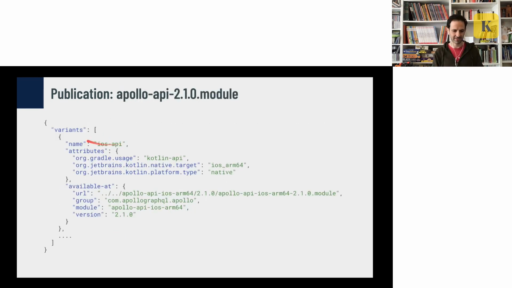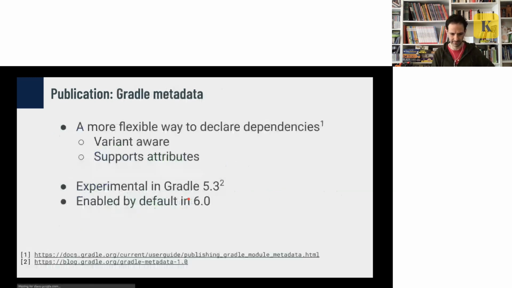we can see that the iOS API variant declares attributes. One attribute says that it's a Kotlin API, another one is the target and the type. And it also declares a link to the actual code. So the actual code, the klib artifact, will be available in the iOS ARM64 module. All this is called Gradle metadata, and this is a way more flexible way to handle your dependencies compared to the Maven POM model.